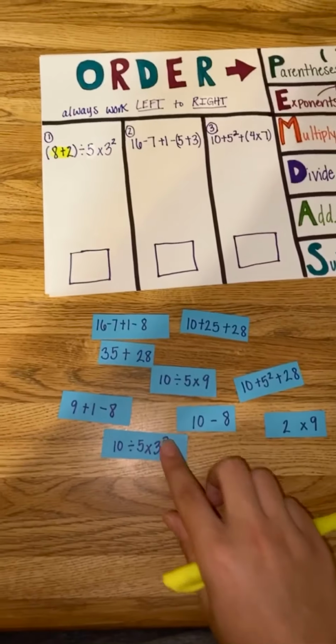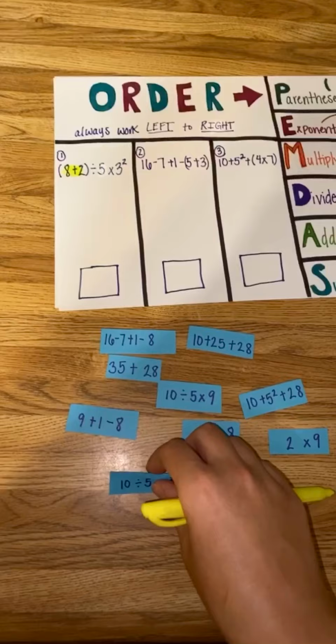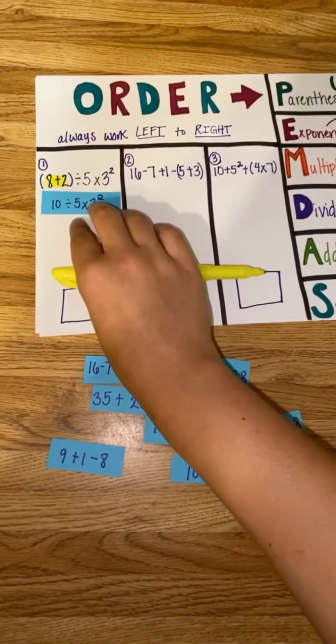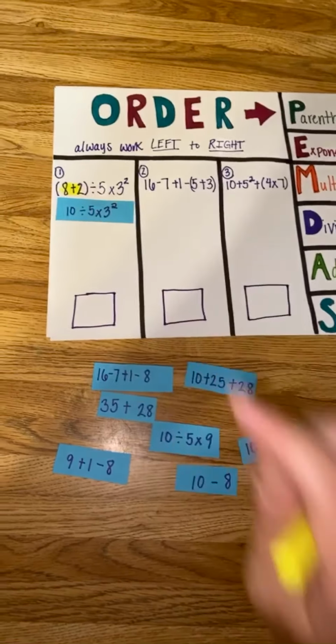And so they'll notice that this slip right here matches, so they'll take their tape or their glue stick and they will tape or glue it on right underneath. And then they will keep going with the next step.